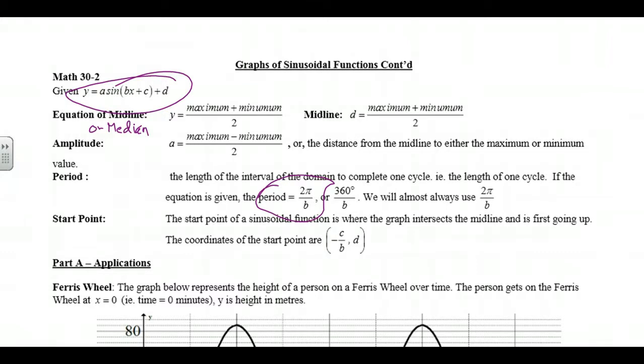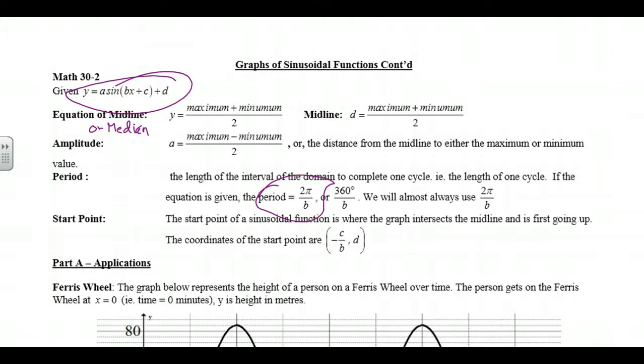The amplitude, or the distance from the midline to either the max or the min, so max minus min is how far apart they are, right? Like if one is at 10 and one is at -5, how far apart are they? Well, they're 15, right? 10 minus negative 5 is 15. So if you take max minus min, you'll always get a positive number. Divide that by 2, you get the amplitude, which will always be a positive number.